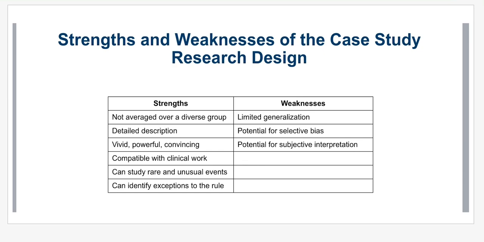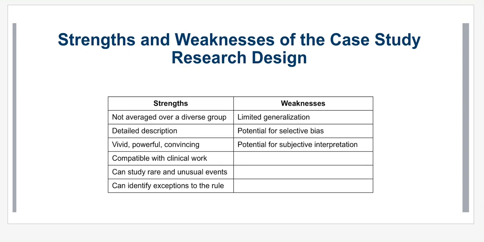The weaknesses, again, it's limited in its generalization, so it lacks that external validity. We can't apply it as readily to a larger population because a lot of the cases are so unique and individualized. There also is, of course, the potential for selective bias and subjective interpretation, again, because the researcher is only going to study people that they can study, right? So they're not going to write up a case study and do this detailed report on someone that there's no results found. So the only thing that gets reported is when there is something to report.